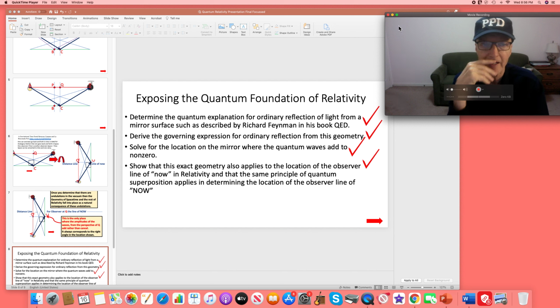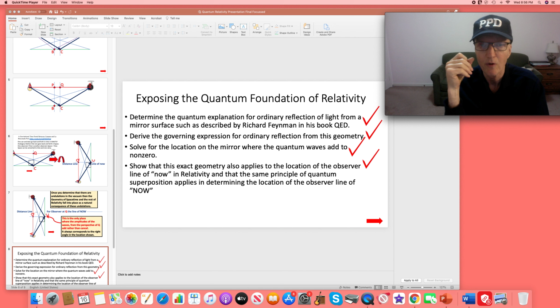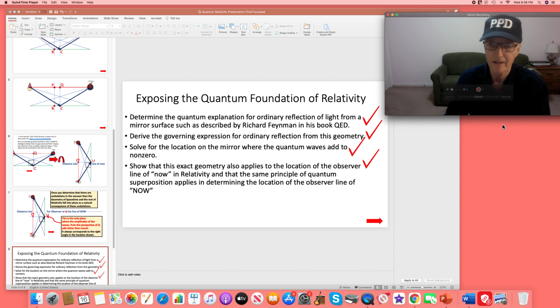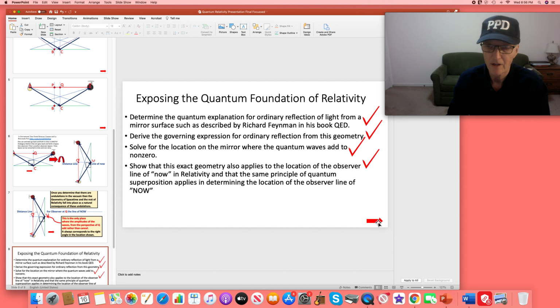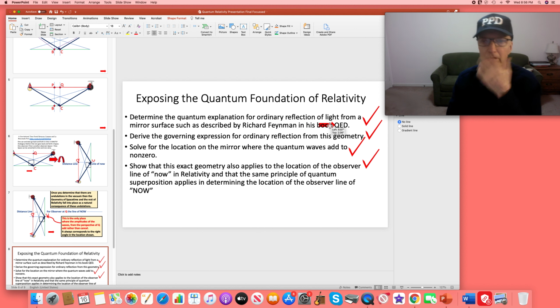So again, this presentation was exposing the quantum foundation of reality, and I just wanted to get into it and show that it really must be this way. And so I promised that I would determine the quantum explanation for ordinary reflection of light from a mirror surface such as described by Richard Feynman in his book QED.